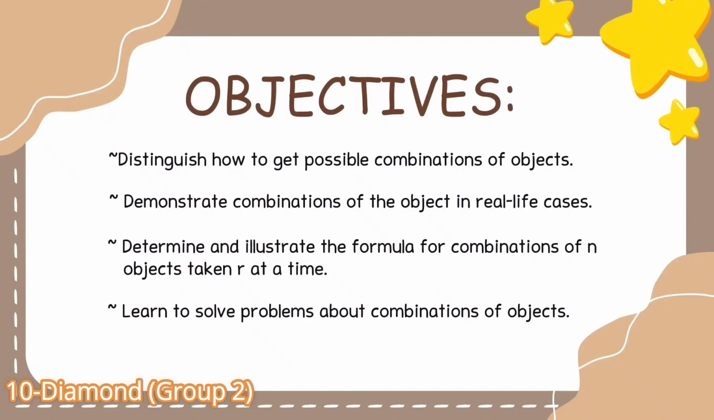For our learning objectives, at the end of this video, you must be able to, first, distinguish how to get possible combinations of objects. Second, demonstrate combinations of objects in real-life cases. Third, determine and illustrate the formula for combinations of n objects taken r at a time. Lastly, learn to solve problems about combinations of objects.